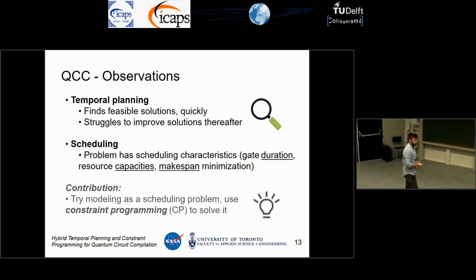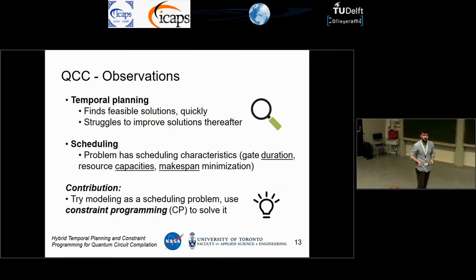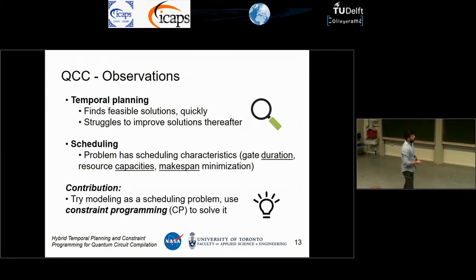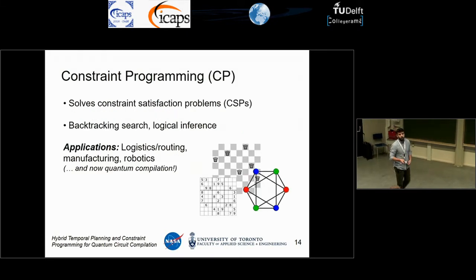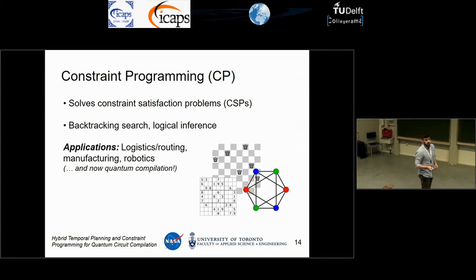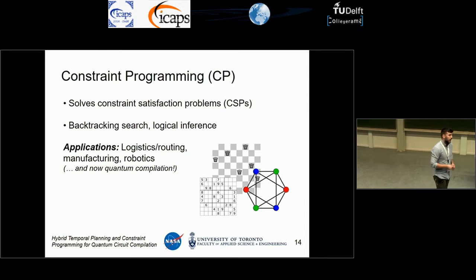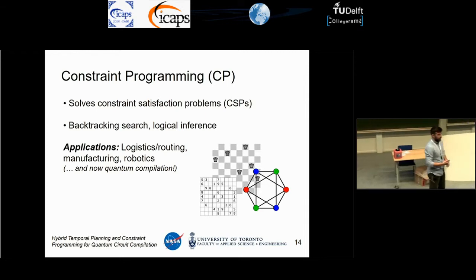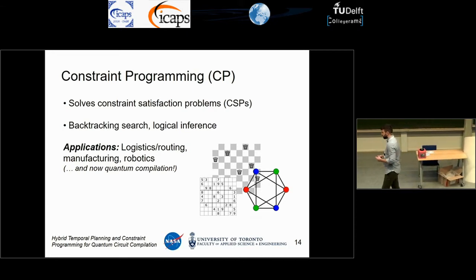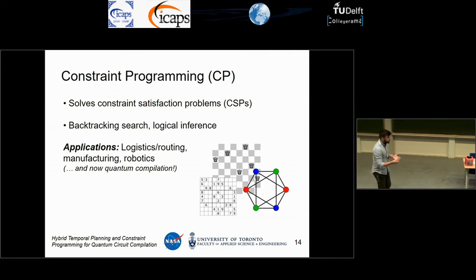So the contribution, or one of the contributions, is can we solve this thing with constraint programming? It gets a little bit messy, but that's something I like about these problems. So we'll dive right into it. For those of you that aren't aware of CP, it's essentially used to solve constraint satisfaction problems like N-Queens, Sudoku, etc. It's got applications in scheduling, vehicle routing, and robotics, and it's a backtrack search with some sort of logic-based propagation going on.